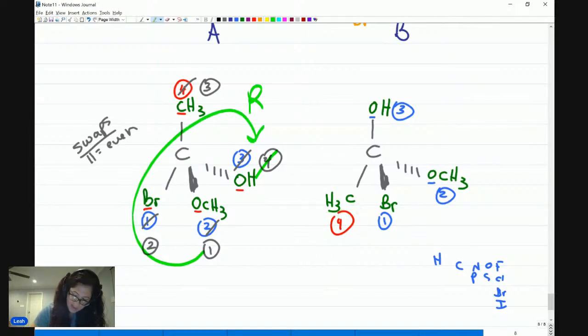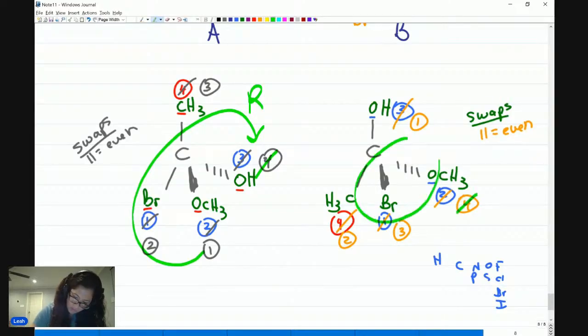4, once again, is conveniently not in the back. So we'll keep track of our swaps over here. We'll put 4 in the back. Then 4 and 2, 1 and 3, 2 swaps, even. Now I can cross out number 4 and trace an arc from 1 to 2 to 3. This is S. R and S are enantiomers.